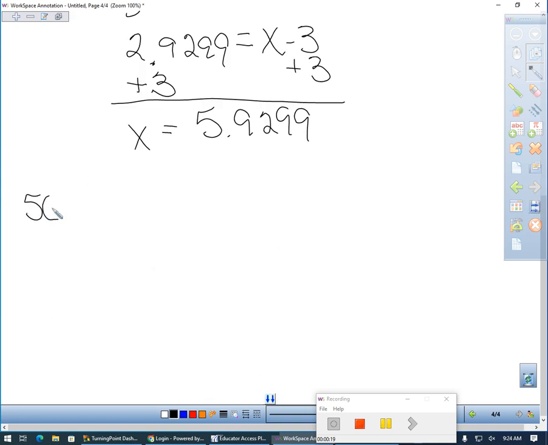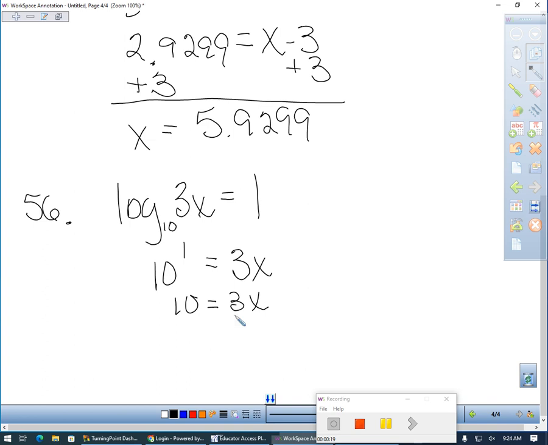Number 56. Number 56, we have log 3x equals 1. All right, in this one, since the log term is already by itself, to get rid of log we need to change it to exponential. When there is no base, that means the base is 10. So we take 10 to the first power equals 3x. So we have 10 equals 3x, and of course divide both sides by 3. And we get x equals 10/3, or you can say 3.3 repeating.